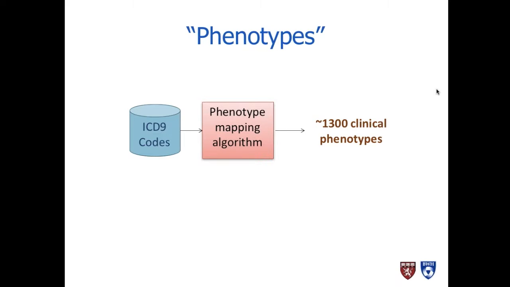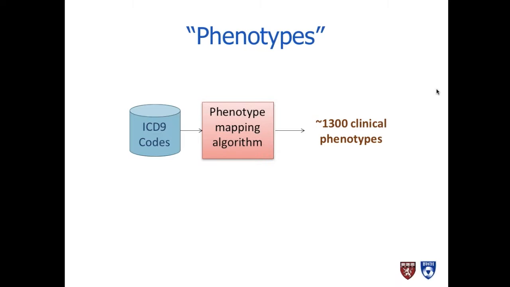ICD-9 codes are made for billing. For research, they're okay, but for those of you who have worked with ICD-9s, they can be redundant, and some of them are completely non-informative. So what the Vanderbilt group did, this is what they told me, is they grouped them into groups that they thought would be more relevant for genetic studies. But it's still ICD-9 codes, so you're still limited in a certain way. This is just a tool, and we use the mapping algorithm that they have online, which is freely available.